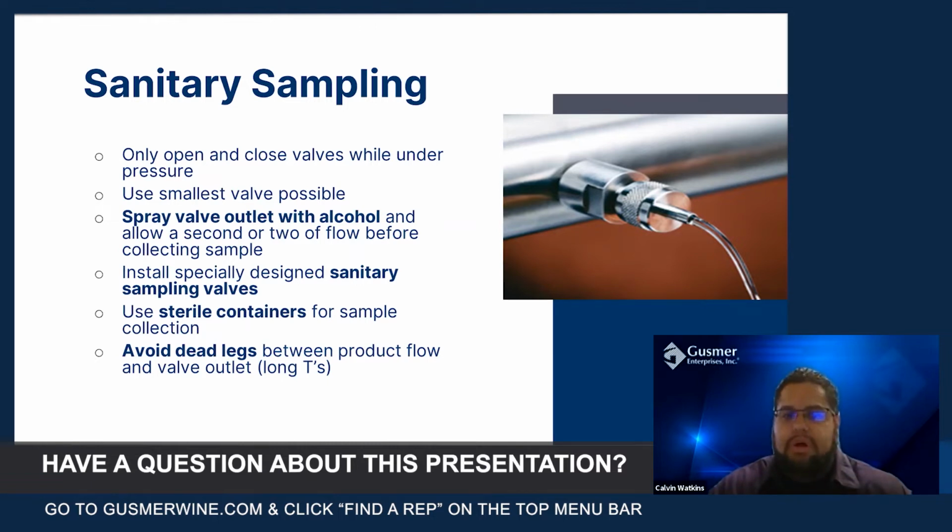You want to use the smallest valves possible, just because larger valves have more potential to grow micro. You want to spray the valve outlet with alcohol and allow a second or two before collecting a sample. So you're going to open it, let the sample flow for a bit, and then collect your sample.